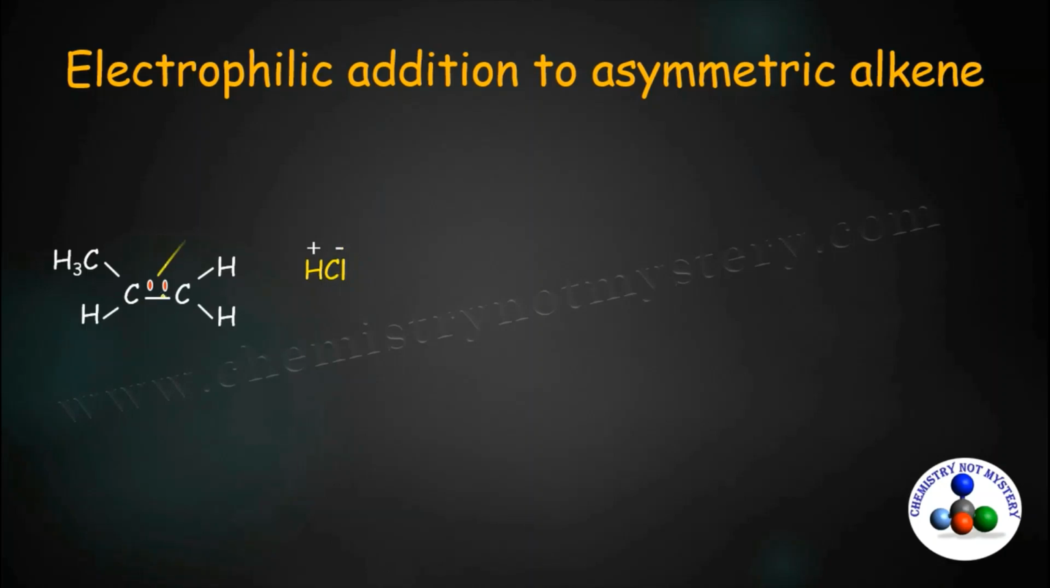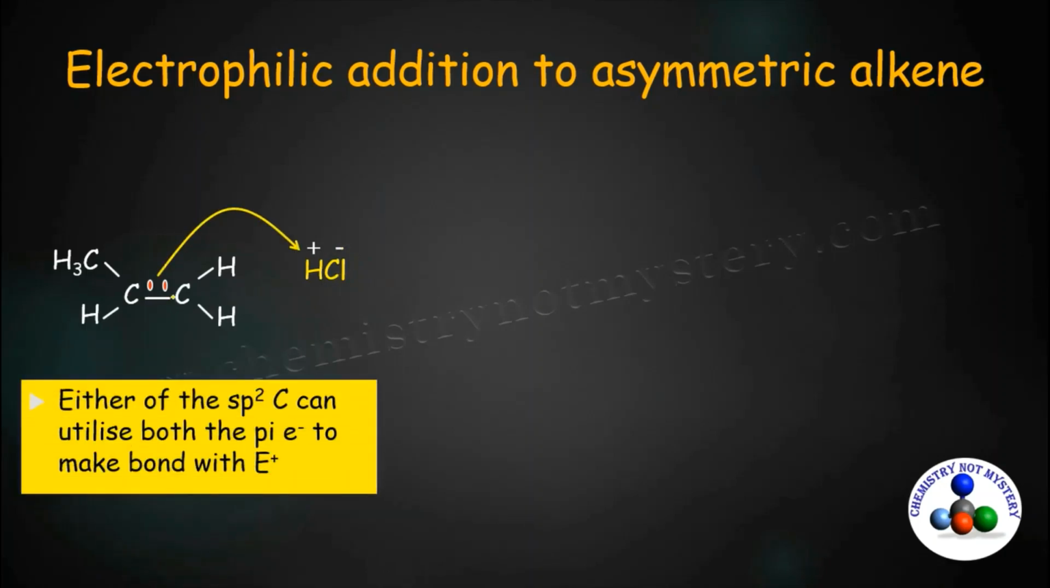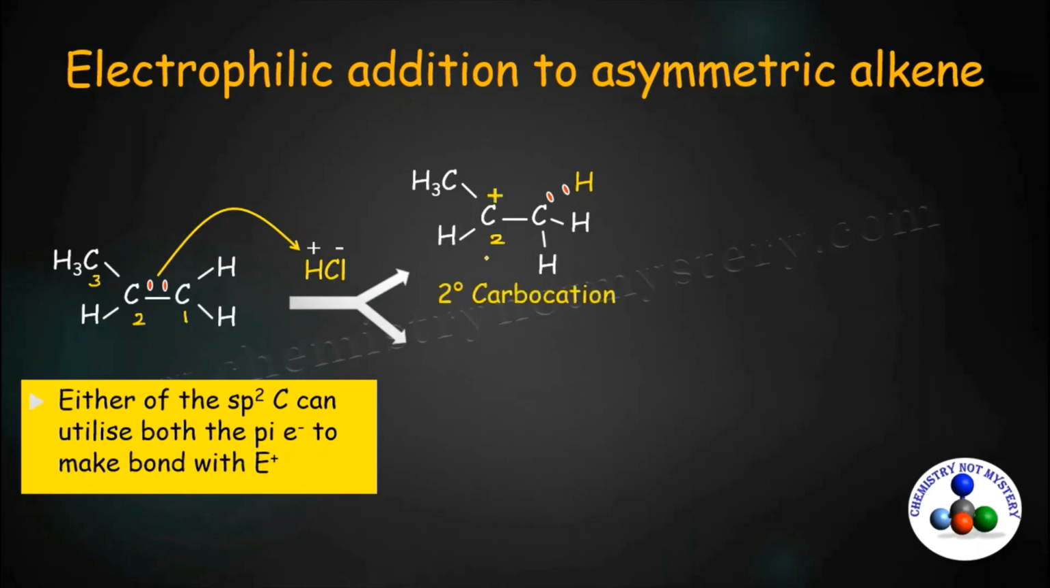nucleophile. Either of the carbon can utilize both the pi electrons to make bond with the electrophile, that is H plus ion. Now I am going to number this molecule 1, 2 and 3. If carbon 1 utilizes both the electrons to make bond with electrophile, carbon 2 will develop positive charge as it is left with no electrons. This formed carbocation is secondary carbocation as it is bonded to two other carbons.